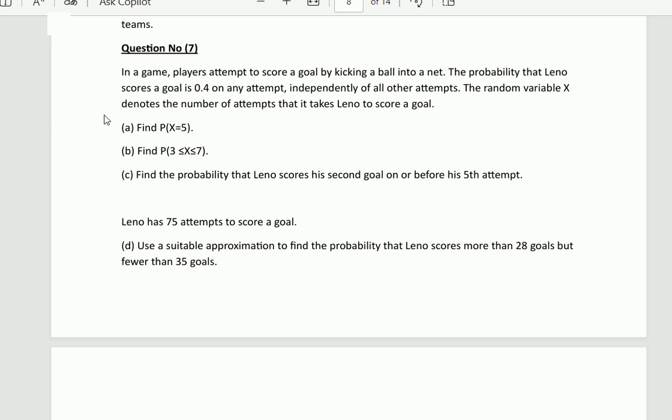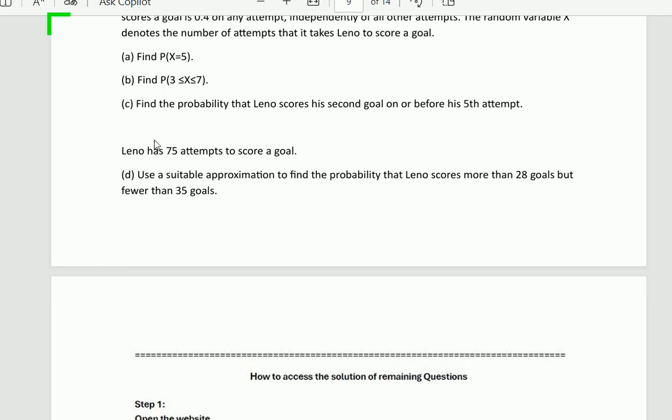Part A, find P of X equals 5. Part B, find P of 3 less than or equal to X less than or equal to 7. Part C is, find the probability that Leno scores his second goal on or before his fifth attempt. Part D is, Leno has 75 attempts to score a goal. Use a suitable approximation to find the probability that Leno scores more than 25 goals but less than 35 goals.